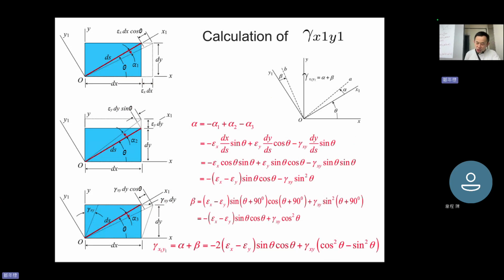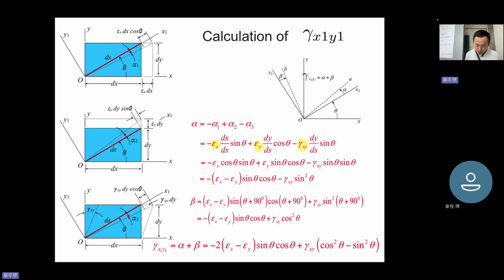Now, let's determine gamma x1 y1. This is a little bit more difficult. Let's take a look. Remember that gamma x1 y1 is a shear strain, right? So you can imagine that we also have 3 contributions due to epsilon x, epsilon y, gamma xy. Again, the same. We want to see these 3 contributions in gamma x1 y1.